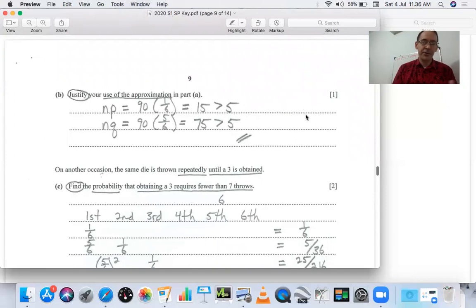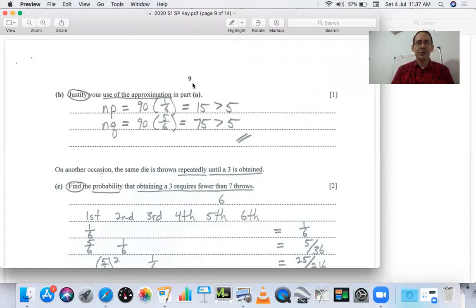If you remember from the video where we did normal to approximate binomial, the justification, you have to do n times p and n times q. That is your number of trials times the probability of success, and that value needs to be greater than 5. And then your number of trials times the probability of failure, so 90 times 5/6. That number has to also be greater than 5.